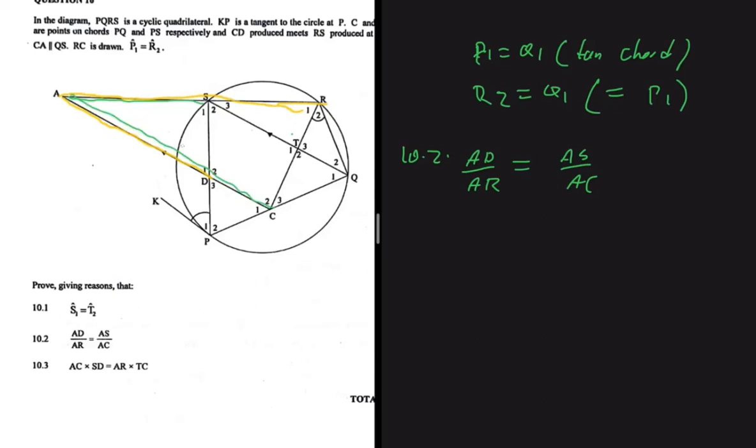So I can see immediately that this is all going on in two triangles, right? In triangle ASD and triangle ACR. So if we can prove that triangle ACD and triangle ACR are similar to each other, then we can play around with their sides, right, and be able to prove that. So let's go ahead and prove that triangle ACD and triangle ACR are similar to each other.